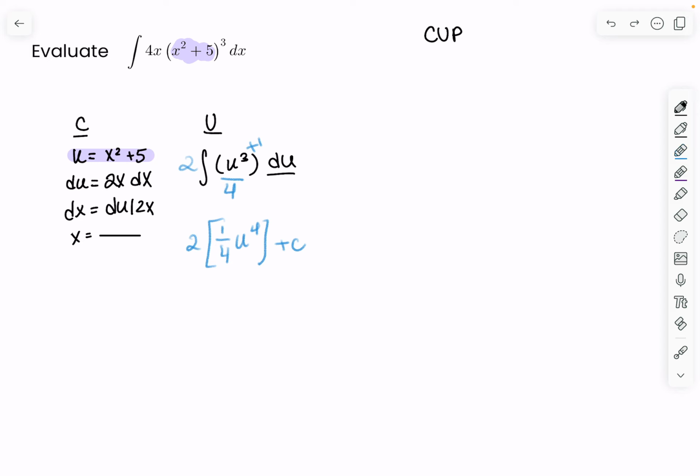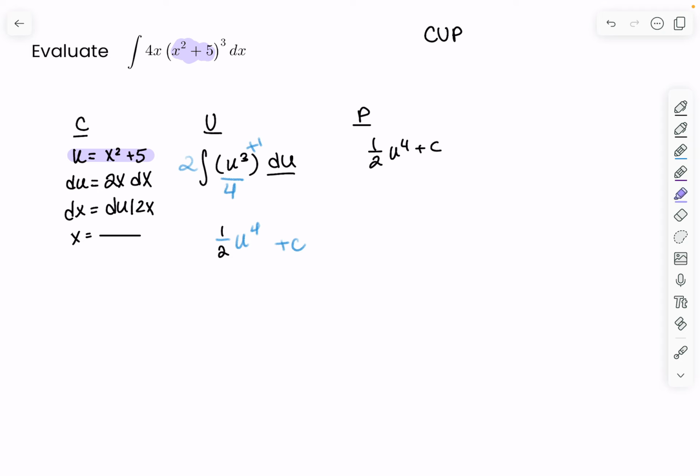And then my P is plug u back in. This is called back substituting. So you take this. I'm actually going to simplify this. If you distribute the 2, this becomes 2 over 4, which is just 1/2. Okay, so 1/2 u to the 4th plus c.